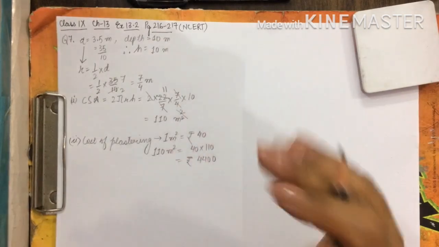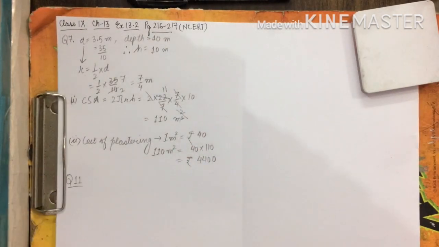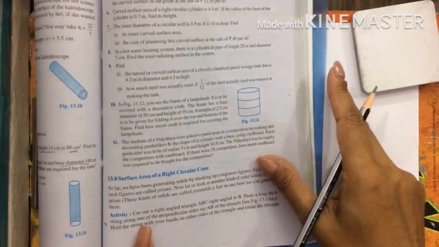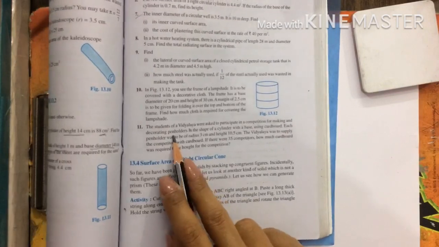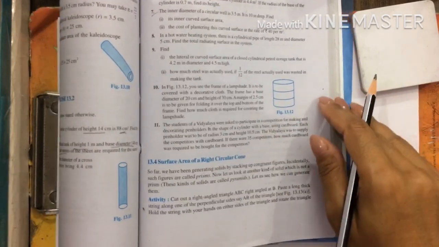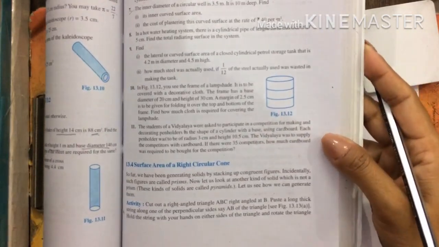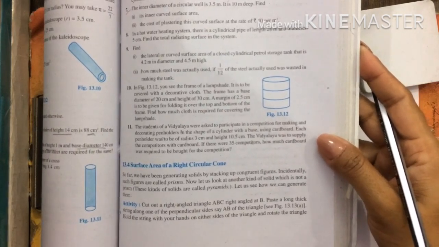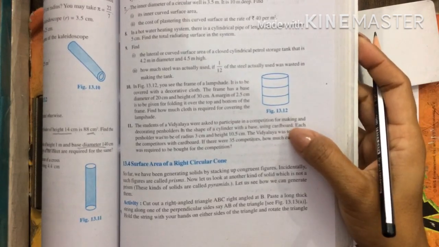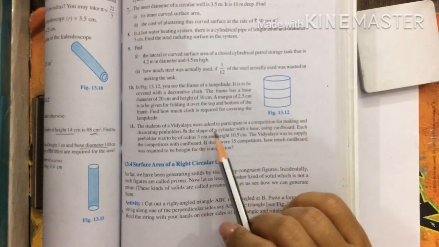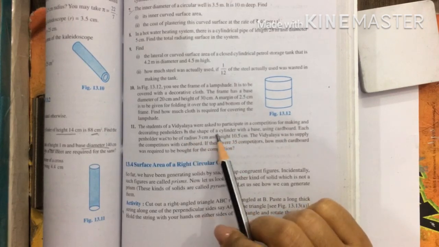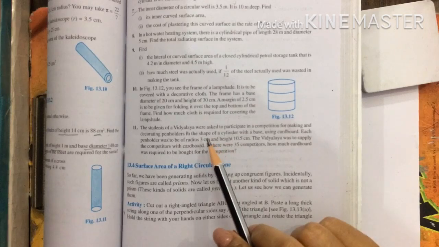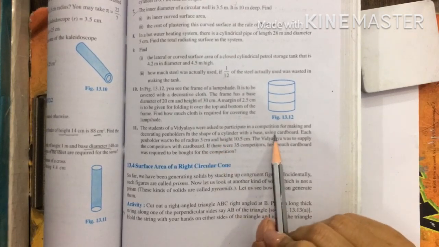After question number 7th, we shall be taking up question number 11th. Question number 11th. The students of a Vidyalaya were asked to participate in a competition for making and decorating pen holders in the shape of a cylinder with base using cardboard. So the students need to make pen holders. The pen holders will be in the shape of cylinders. Those pen holders will have a base and will be made using cardboard.